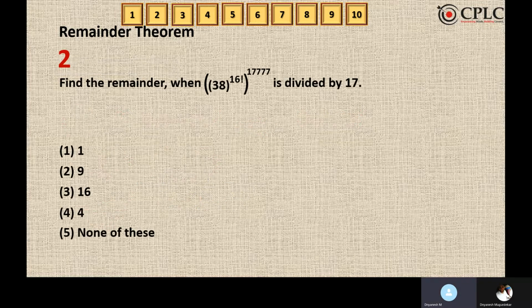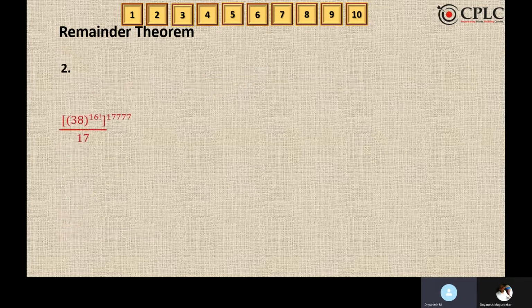Second one, a scary looking question. Find the remainder when 38 raised to 16 factorial raised to 1777 is divided by 17. Let's first get rid of the scary power. Let that be m. So now your question is at least a little better looking: 38 raised to m divided by 17.